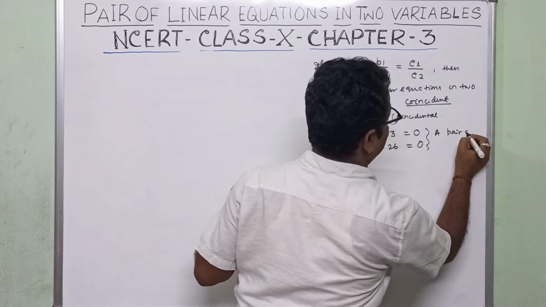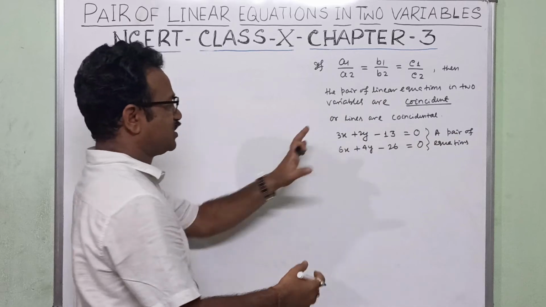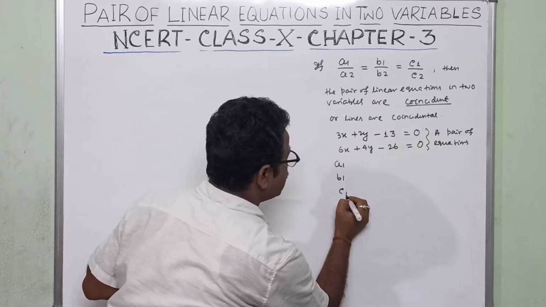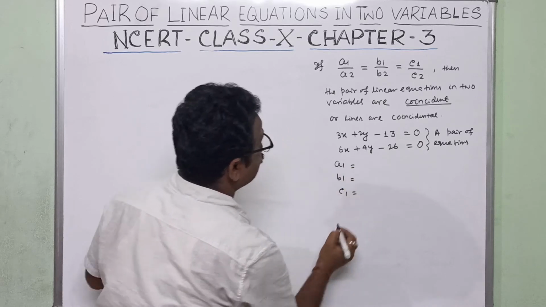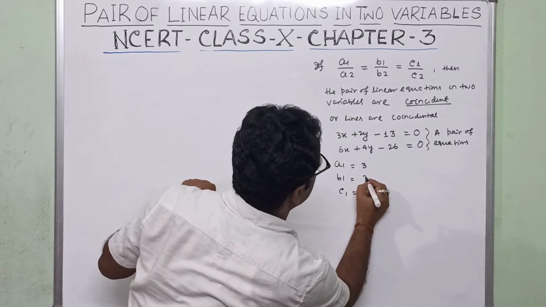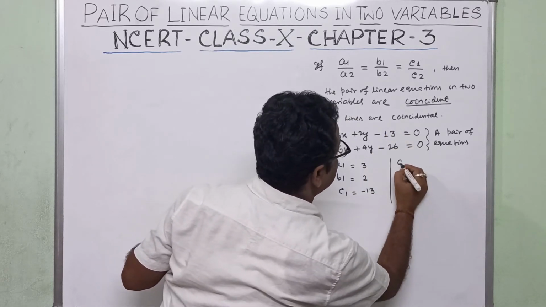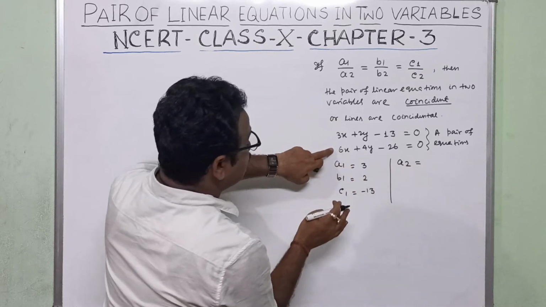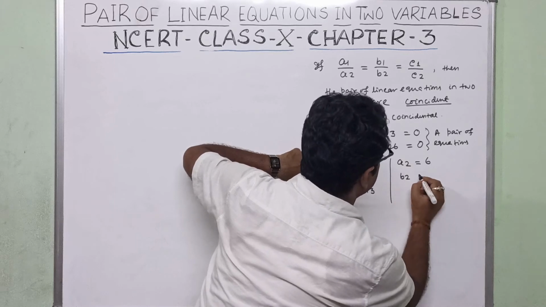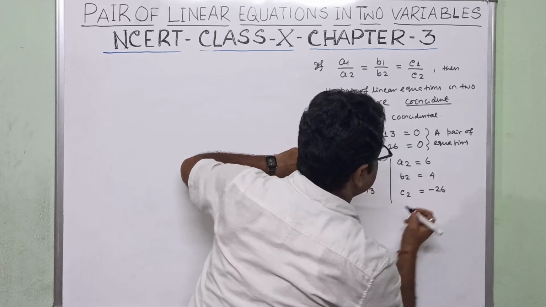A pair of equations in two variables, right. So what is the value of A1, B1, C1? A1 is 3, B1 is 2, C1 is minus 13. Now A2, in the second equation, A2 is 6, B2 is 4, C2 is minus 26.